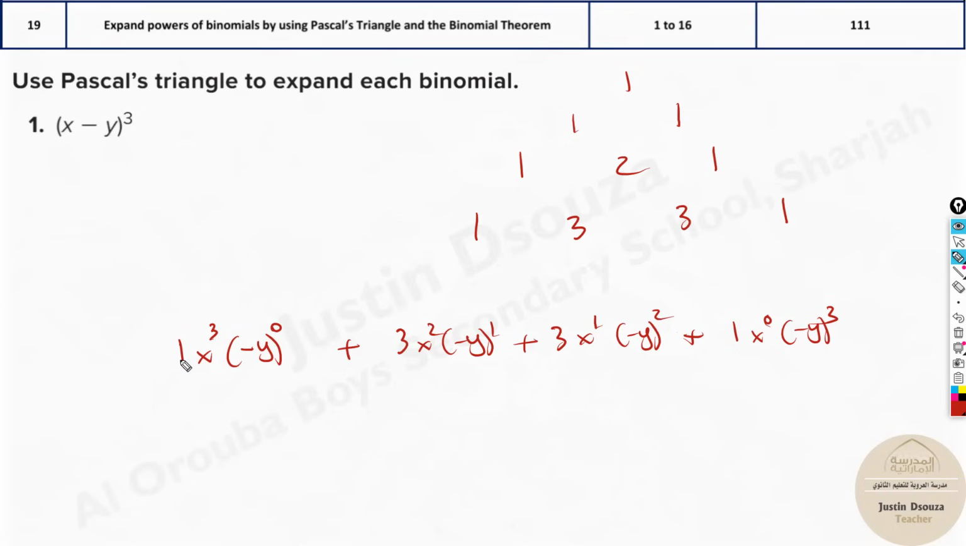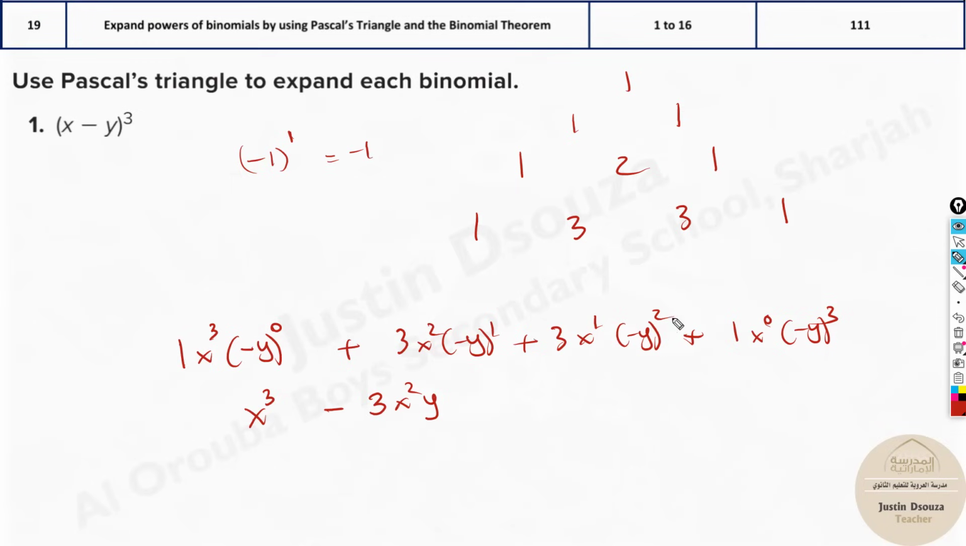Now let's simplify. 1 x cube and this minus y the whole cube. Whatever you take to the power 0, it's always 1. So 1 and 1, it'll only be x cube. What about the next term? Here, minus y to the power 1. How to check whether it's positive or negative? Just put in the calculator, minus 1 the whole power 1. You'll get minus 1, right? That means this will be minus y here. So this plus and minus will become minus 3x squared y.